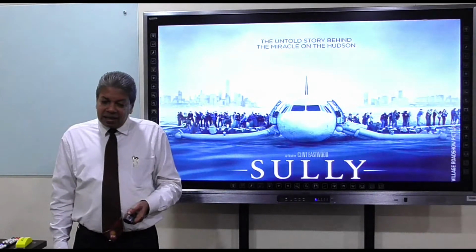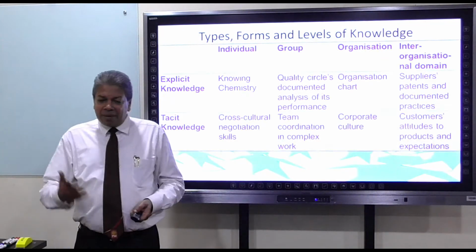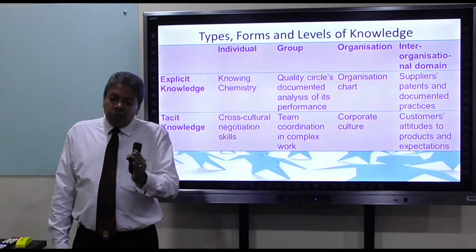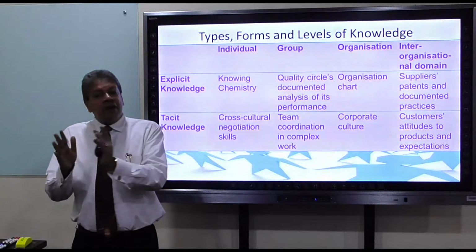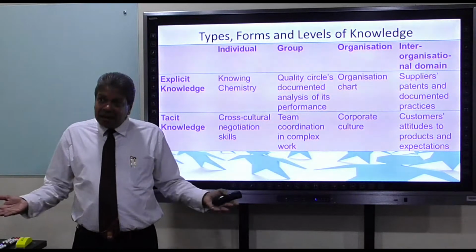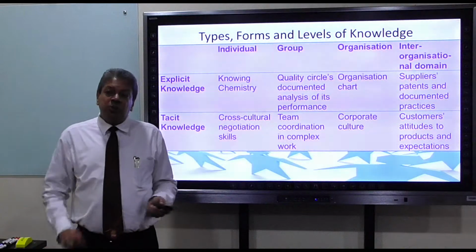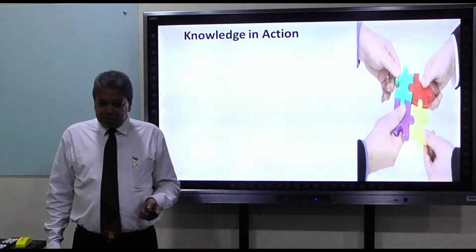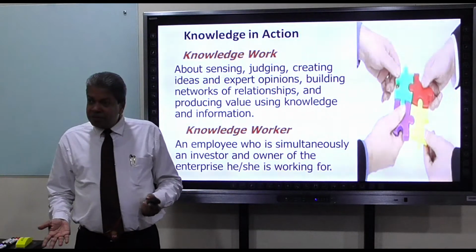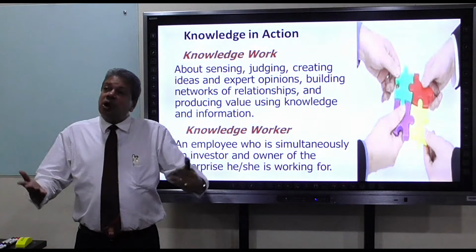And then we looked at some interesting cases, types, forms and levels of knowledge at individual level, group level, organization level. We even went to the inter-organizational domain, the presence of explicit knowledge and tacit knowledge. So please refresh your mind by going through the relevant notes. And the knowledge in action, knowledge work, we defined a knowledge worker, a person who does knowledge work.